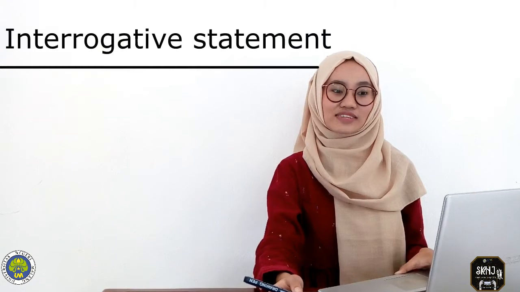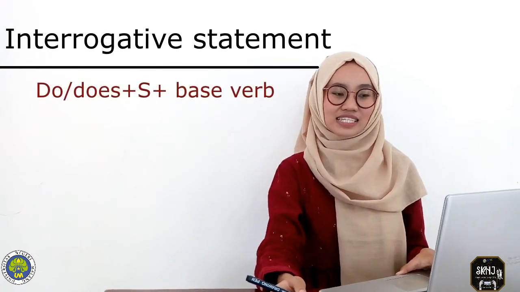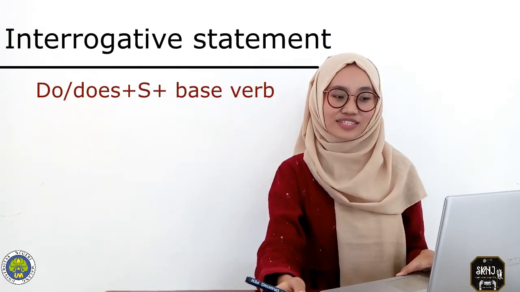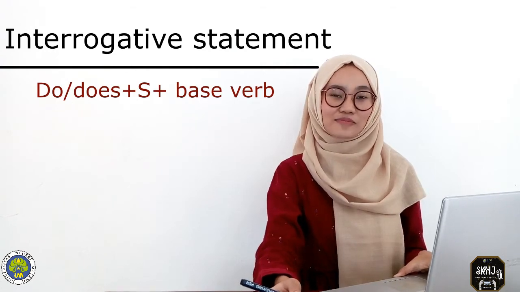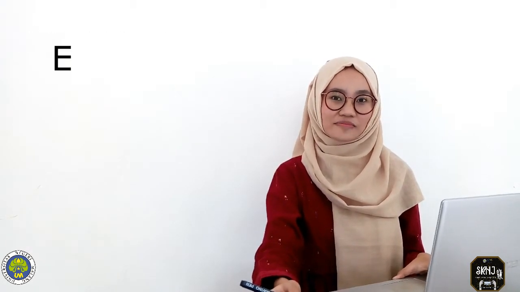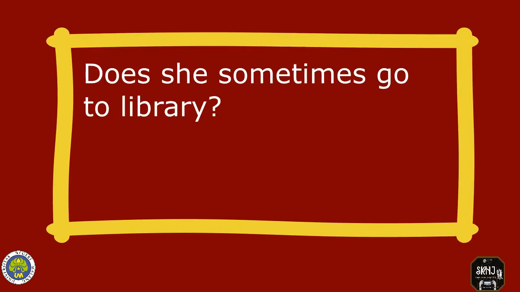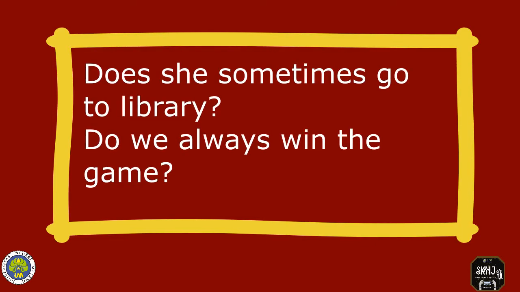While to make a question sentence or an interrogative sentence, you can apply this form: do or does plus subject plus main verb in the base form. The example is: does she go to the library, and do we always win the game? The next tense we are going to learn is past tense.